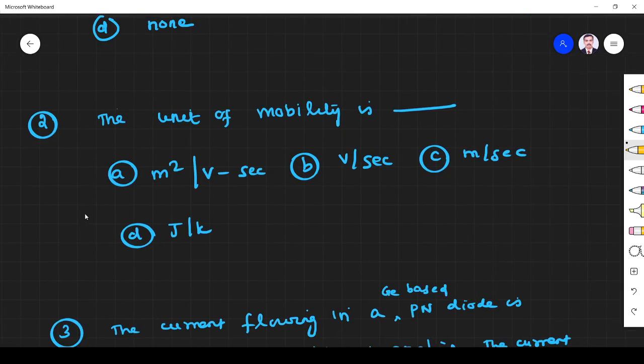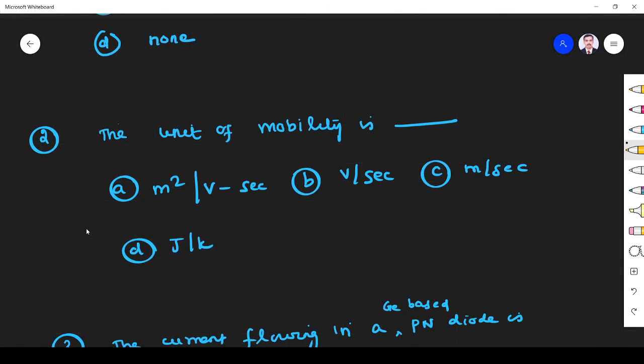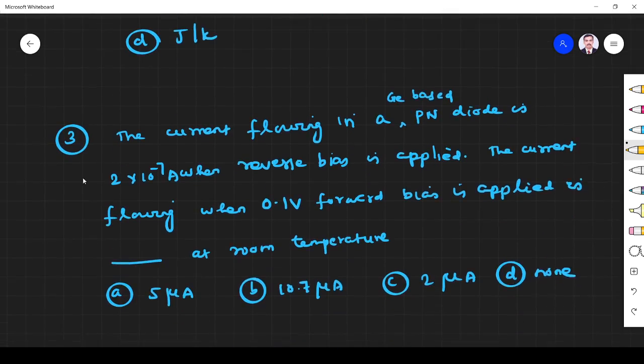Right. The unit of mobility is meter square per volt per second, meter per second, joule per Kelvin. So it is meter square by volt second, direct question.